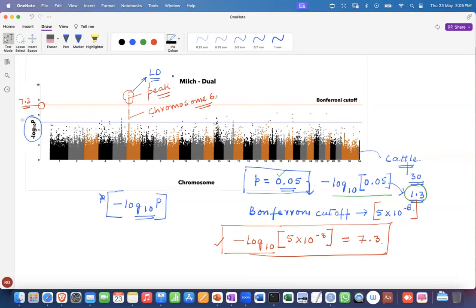Because of the linkage disequilibrium, now listen to me. You may ask me, sir, when this particular SNP is said to be significant, does that mean that this SNP has an effect on the phenotype directly or not?